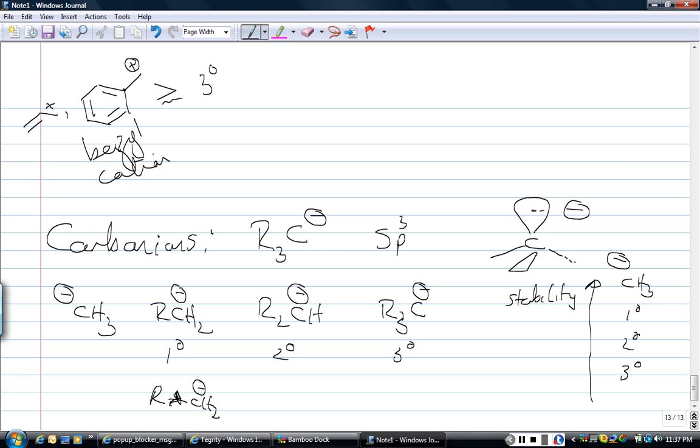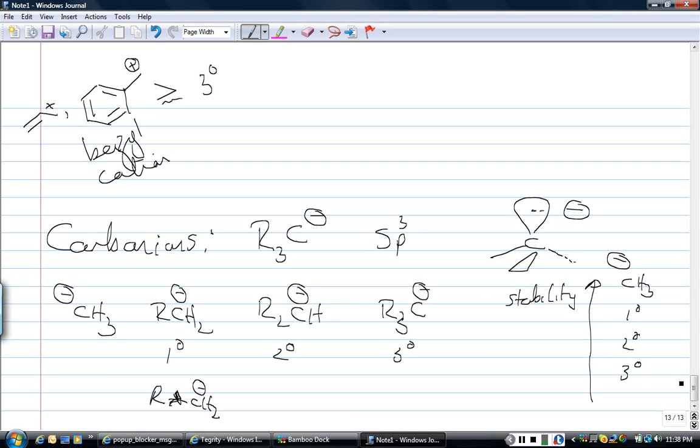That's bad, because really what I want to do is to stabilize it. How do I stabilize it? By spreading it. This is doing exactly the opposite. I'm concentrating the electron density on the carbon. And the more R groups I add, the more I concentrate it, therefore the more I destabilize it. So the least stable carbon ion is a tertiary carbon ion.